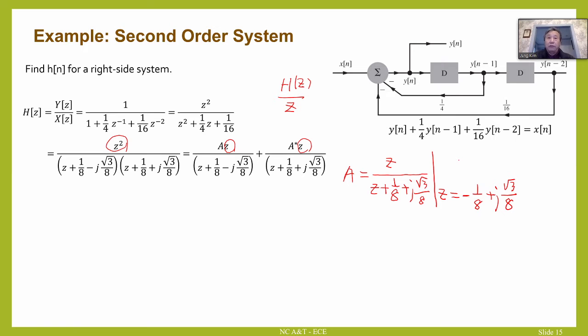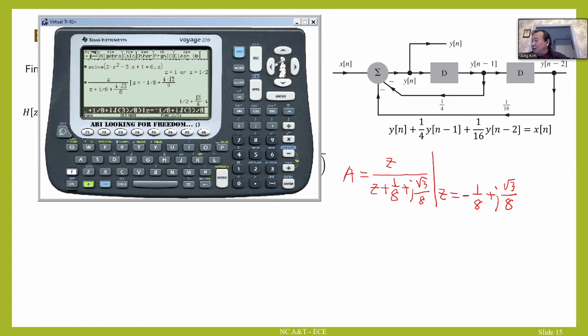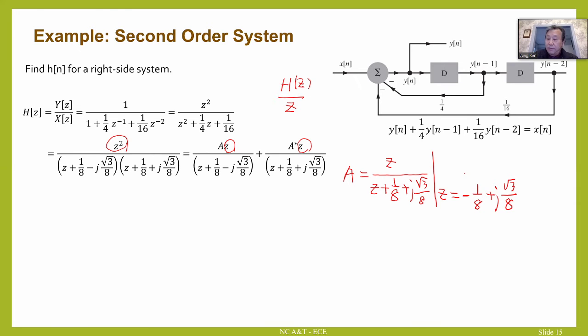Oh, I forgot it. Okay, so let me write it down here. This is 1/2 plus j square root 3 over 6. So this one equals 1/2 plus j square root 3 over 6.